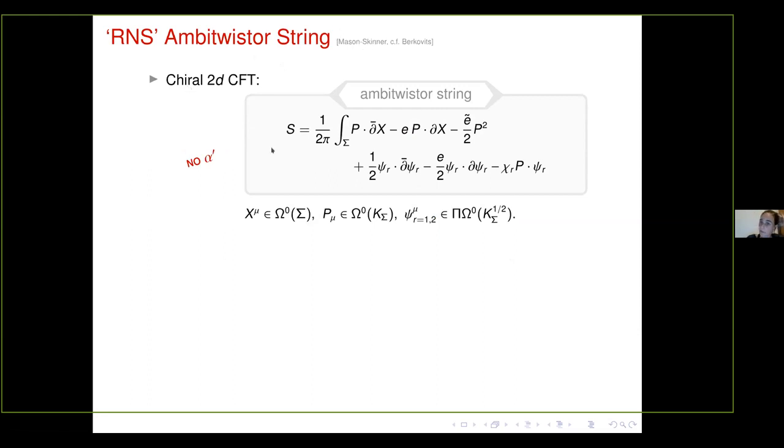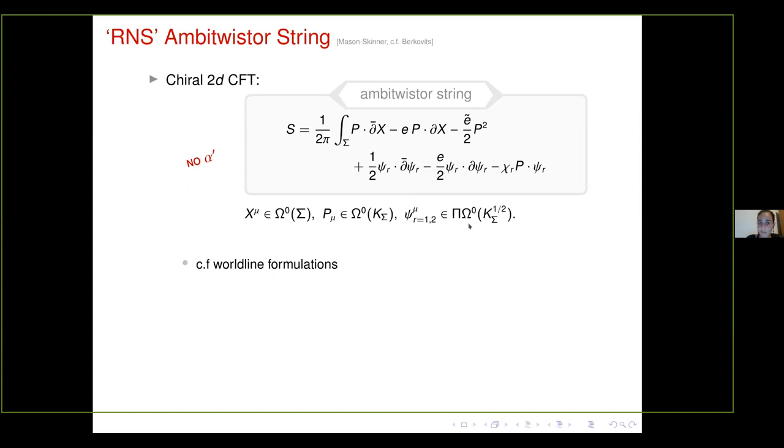Now, I won't have the time to give you a lot of details. I just want to give you a brief feeling for what the model looks like. And you can see that it has a P·∂̄X minus a constraint ẽ P² here. And I've put in the type 2 supersymmetric model, and hence why I've called it RNS. Now, the important part here is that everything is chiral. So both my fermions are left moving.